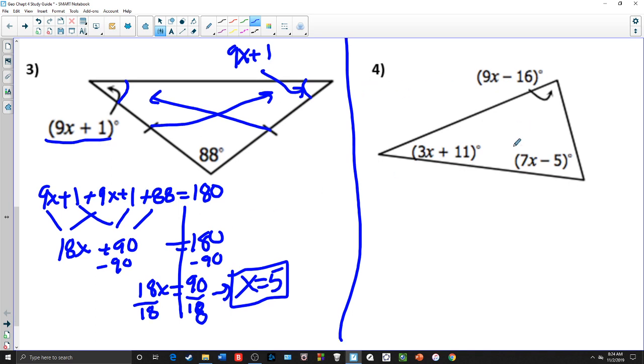The last one here for the triangle bits. This is just your normal everyday inside angle triangle. So you have all three inside angles. This one here, this one here, this one here. All three are inside the triangle. So you set up just like we did over here actually. You set up your 180 equation.